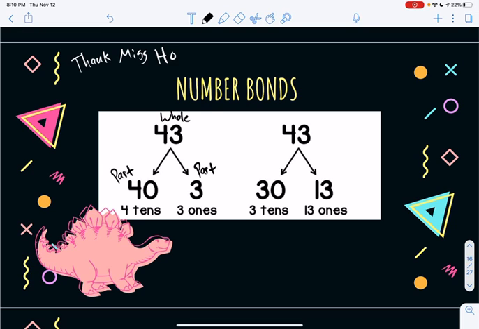So a number bond is a part plus a part equals a whole. Or a whole minus a part can equal a part, but we'll talk about that a little later.